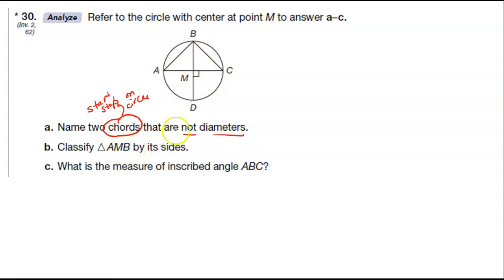Classify A and B by its sides. So A and B. So I know that this is the radius and this is the radius. So we have 2 sides the same. What kind of triangle is that?